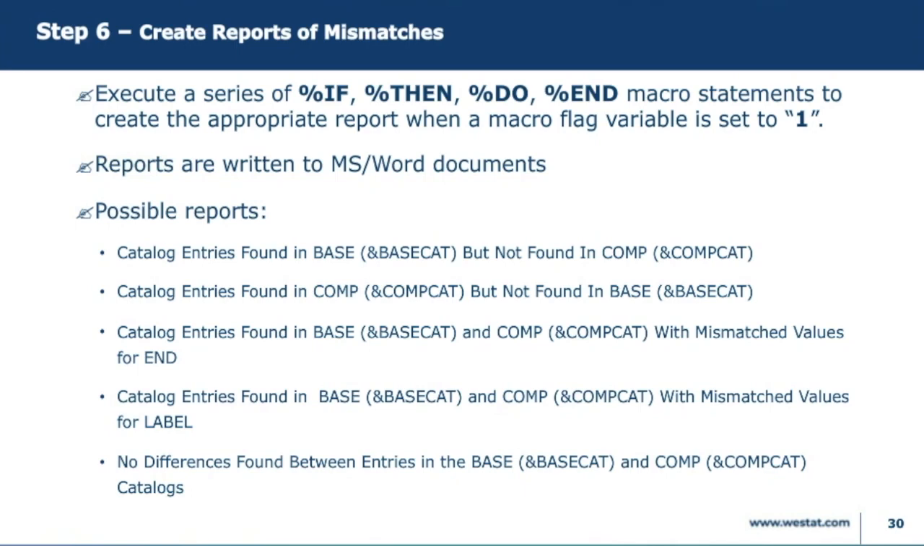And what we have is 5 possible reports: catalog entries found in base, and we're going to have in the name of the base catalog, but not found in comp, the name of the comp catalog; catalog entries found in comp, but not found in base; catalog entries that were found in base and comp with mismatched values for end; and catalog entries that are in base and comp with mismatched values for label. And then finally, another possibility, of course, is no difference is found between entries in the base catalog and the comp catalog.